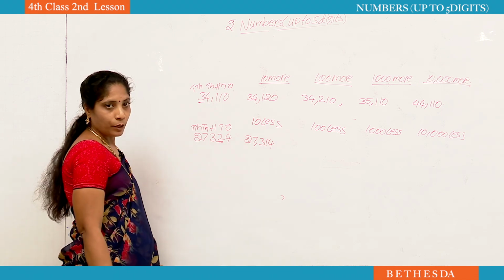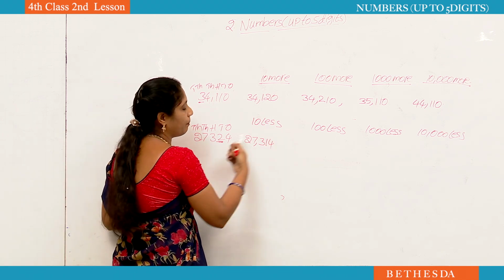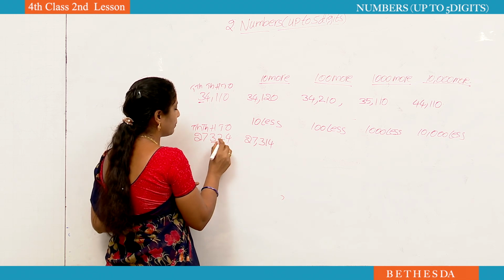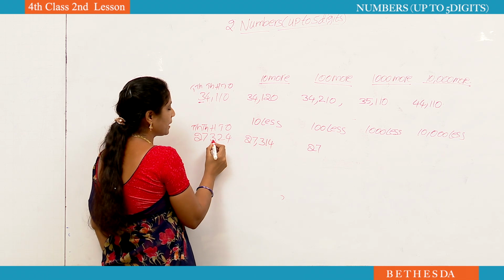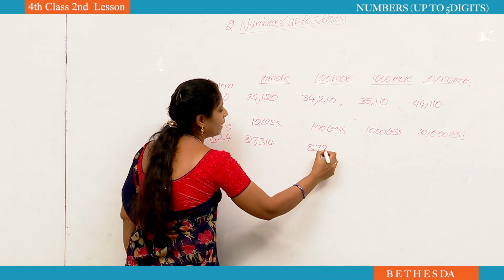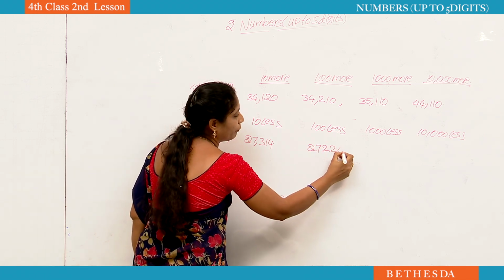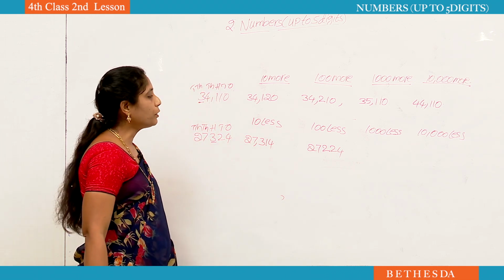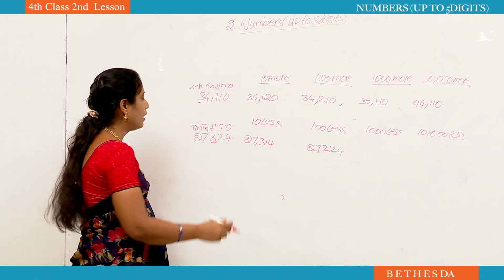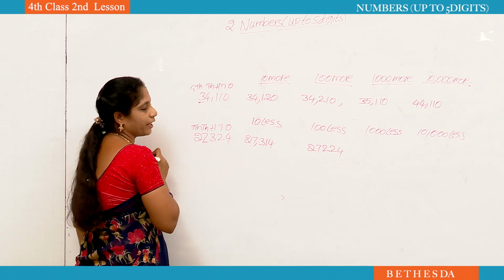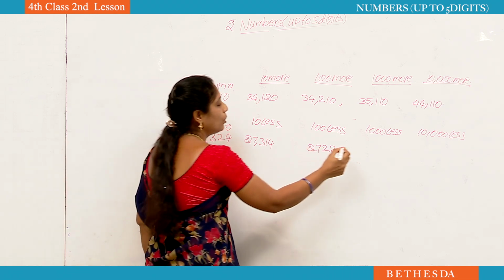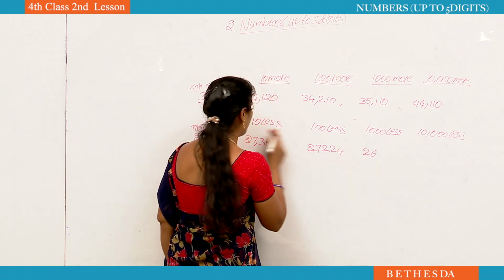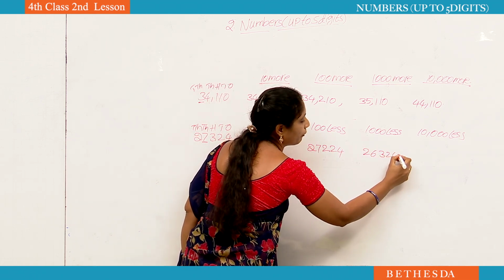If you subtract 100 from any number, it will change hundreds place number. Now, 27,000, hundreds place 3. 3 minus 1, 2. 27,224. If you subtract 1000 from any number, the number's thousands place will change. Thousands place number is 7. 7 minus 1, 6. Now 26,000. Remaining numbers as usual, 324.